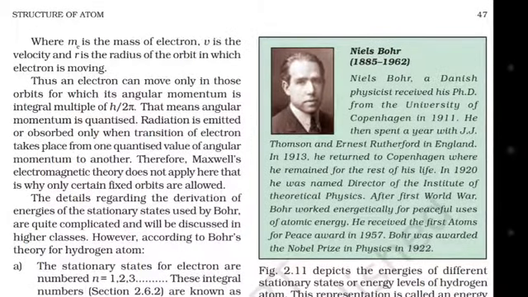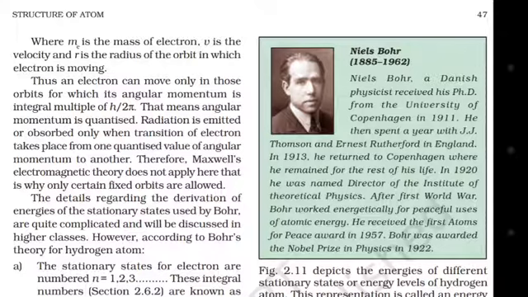He lived from 1885 to 1962, मतलब आज़ादी के 15 साल बाद तक जीते रहे, नेहरू जी के 2 साल पहले तक जिंदा रहे थे हमारे Niels Bohr, a Danish physicist. Niels Bohr received his PhD from the University of Copenhagen in 1911. He then spent a year with J.J. Thomson and Ernest Rutherford in England. In 1930, he returned to Copenhagen, where he remained for the rest of his life.